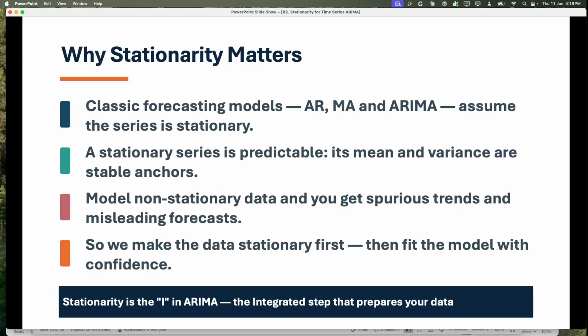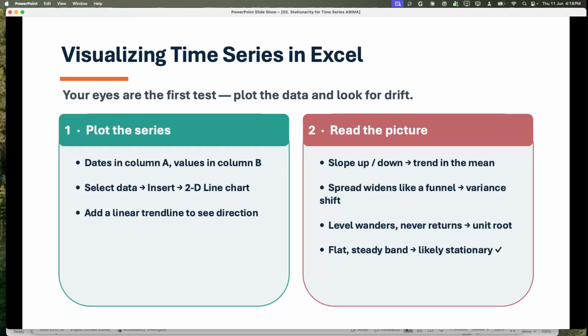So stationarity is part of the ARIMA model we discussed last session. It's an integrated step. So autoregression and moving average are integrated through stationarity.